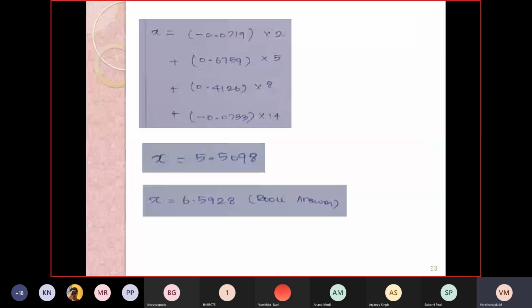See, this is what I am getting for the coefficient. The coefficient with respect to 2 is minus 0.0719. The coefficient which is associated to 5 is 0.6759. And the next is minus 0.0733.